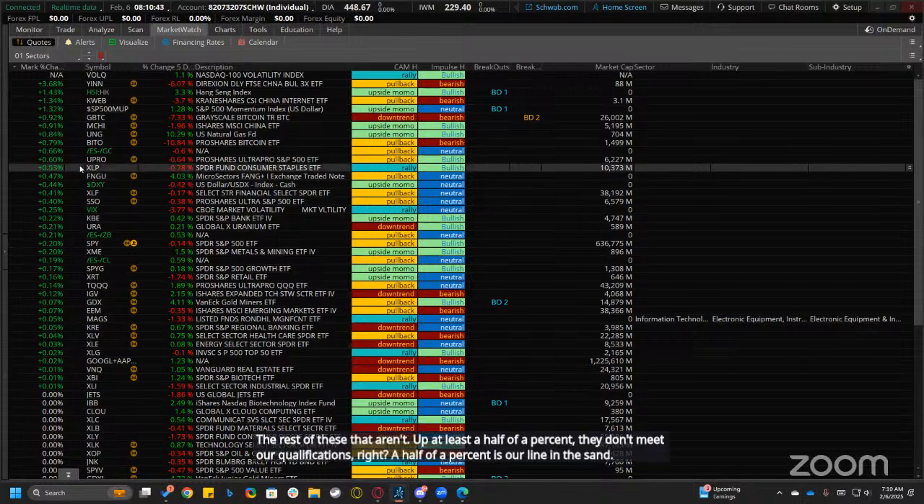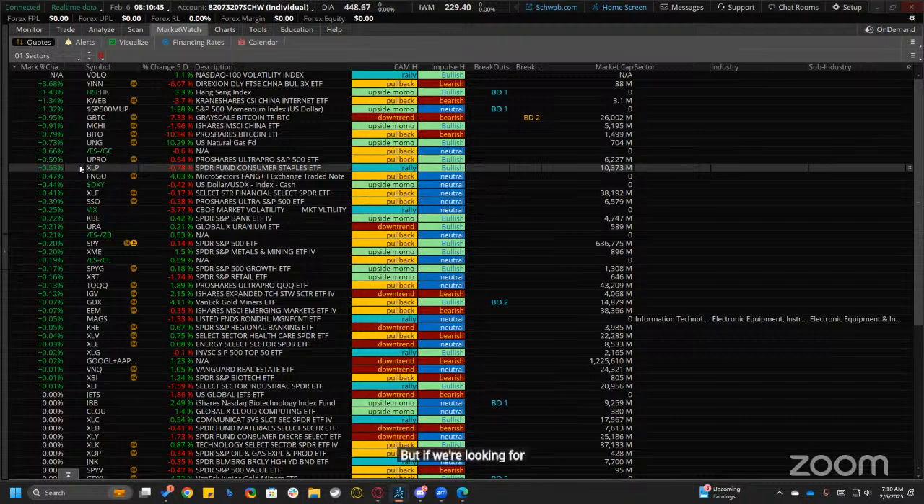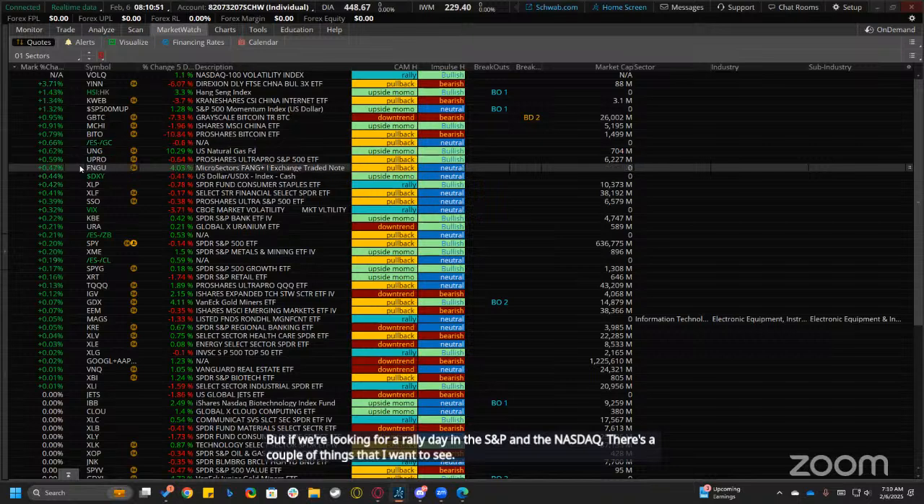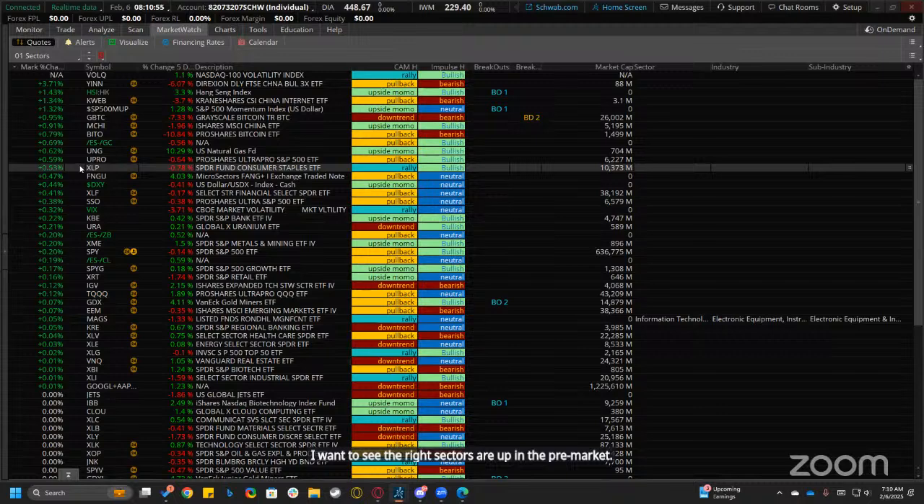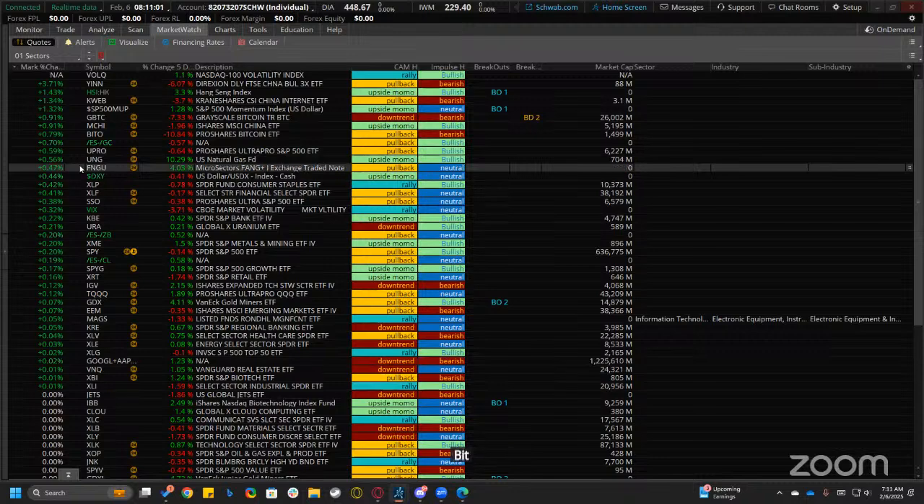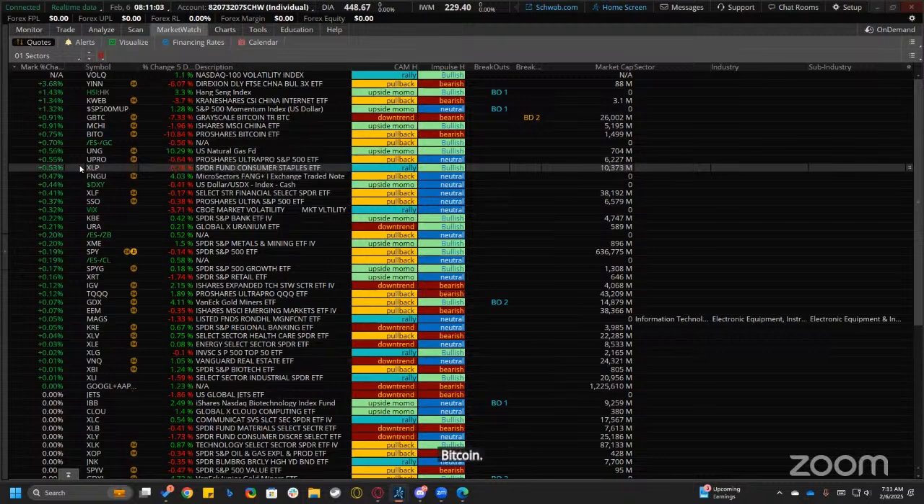But if we're looking for a rally day in the S&P and the NASDAQ, there's a couple of things that I want to see. I want to see the right sectors are up in the pre-market. The Mag 7, chips, Bitcoin. So this is a really good start.